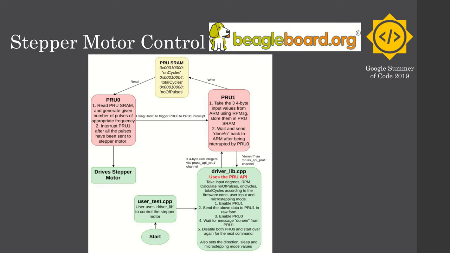The PRU1 does the job of taking the three 4-byte integer values as input and writes them to the PRU shared memory. The driver library then enables the PRU0, which reads the PRU shared memory and starts sending out the pulses which drive the stepper motor. After the number of pulses have been reached, it interrupts the PRU1. The PRU1 then sends a message "done\n" through the same RPMessage channel back to the ARM Linux so that the next command is sent and carried out.